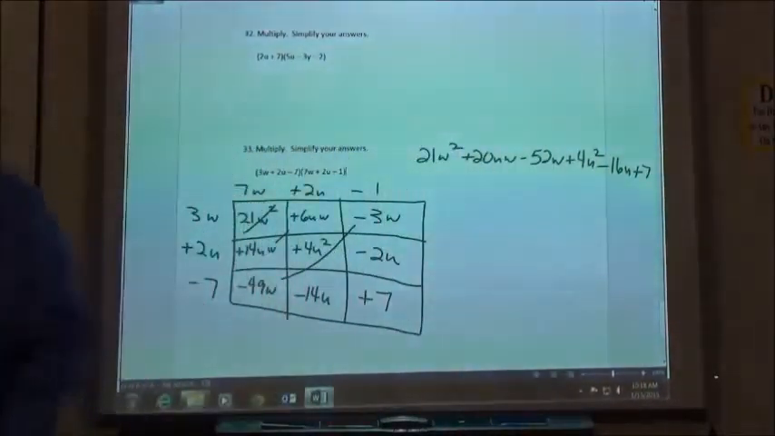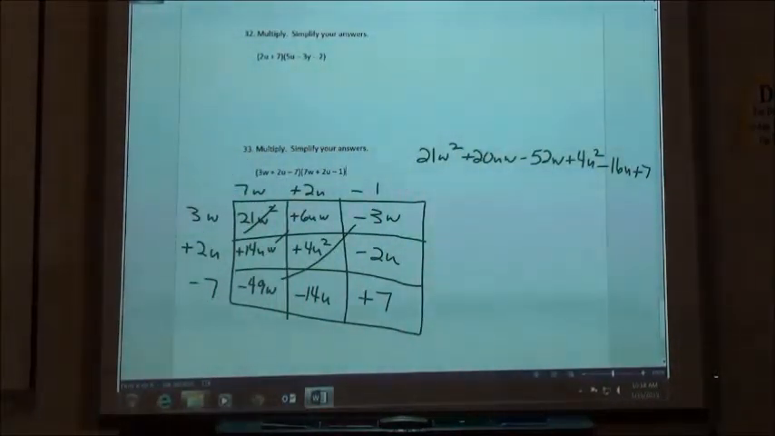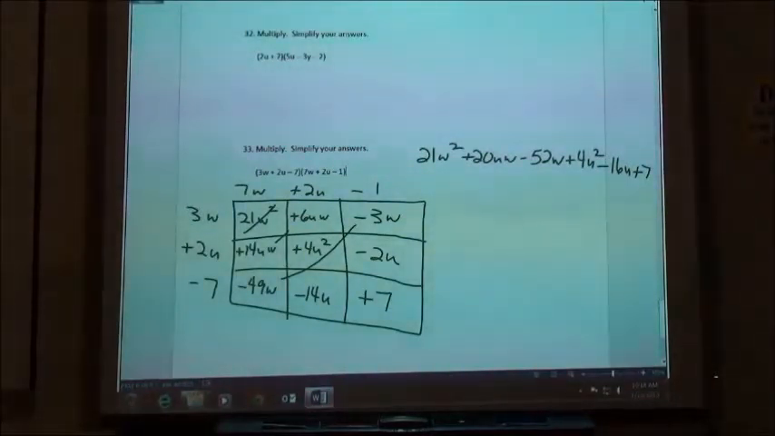Try to squeeze all that on there. 21w squared plus 20uw minus 52w plus 4u squared minus 16u and plus 7.